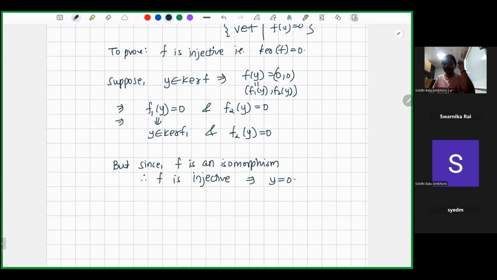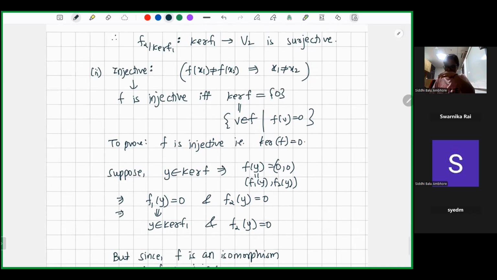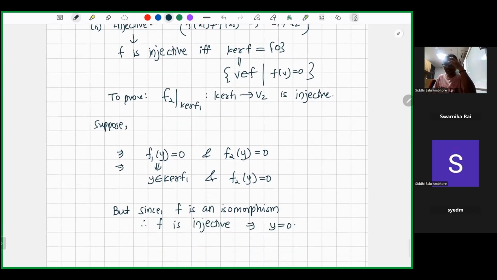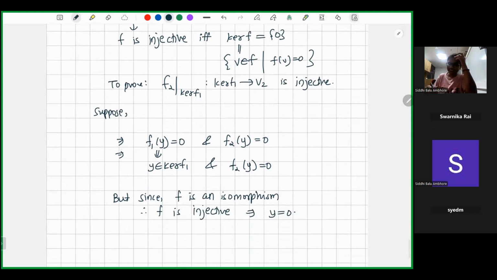Is there any confusion here? See, we wanted to prove that... Oh, sorry, we don't want to prove this. We have to prove that f2 restricted to kernel f1 is injective. So what we have to do is take, sorry, suppose f2 is injective, ma'am. Yes, f2 is injective, exactly. I messed up here. Sorry.